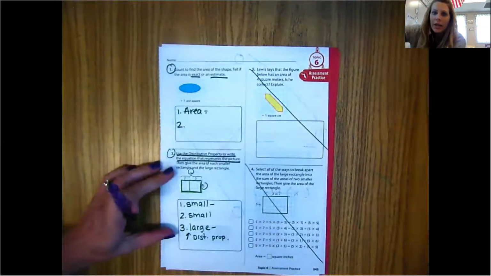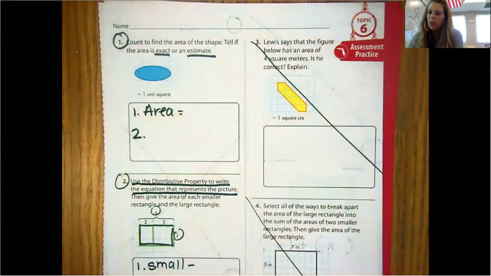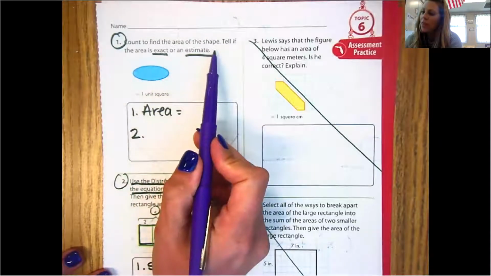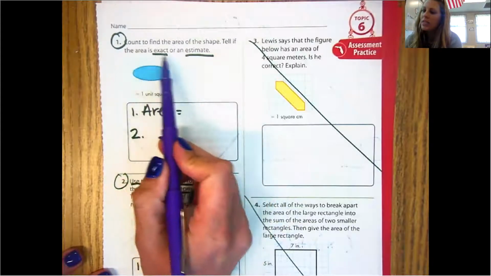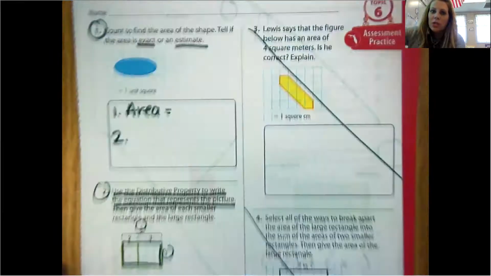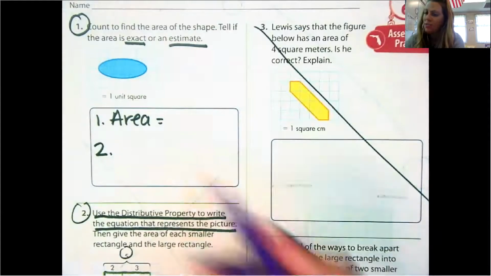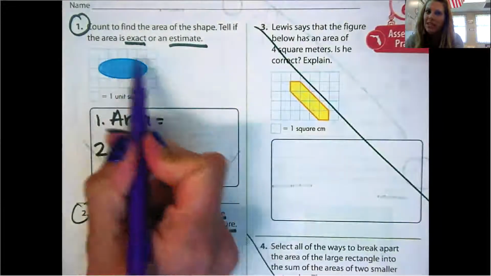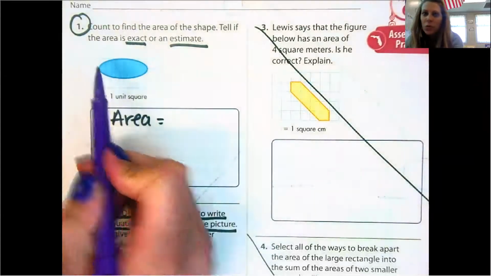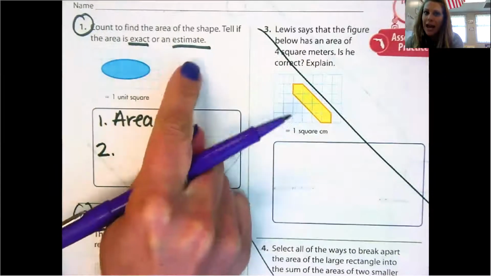So let's go ahead and look at number 1 together. So remember, there were 2 parts to number 1. Count to find the area of the shape. Then tell if the area is exact or an estimate. So remember, yours might not be exactly the same as mine because this is a circle. It's not a square or a rectangle. So we are not going to have an exact answer. We're going to have an estimate.